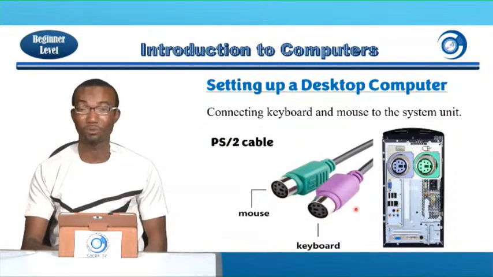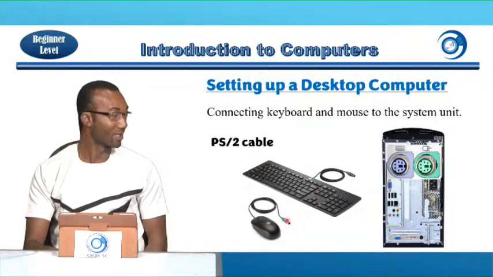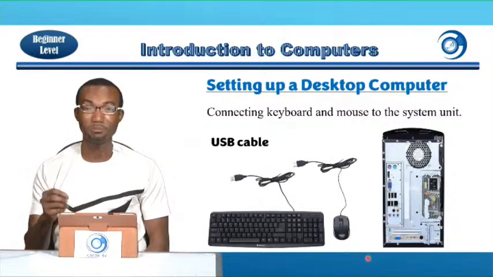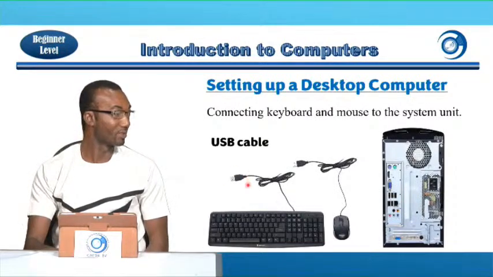So this is one way you can connect a mouse or a keyboard to the system unit. You see the mouse having a PS2 connector here, and the keyboard too. Another means that you can connect a keyboard and a mouse to a system unit is through the USB, that is the universal serial bus. You see that this keyboard has a USB connector, this mouse has a USB connector, and then we have several USB ports at the back here. This is how the USB port looks like. So you just fix it inside.